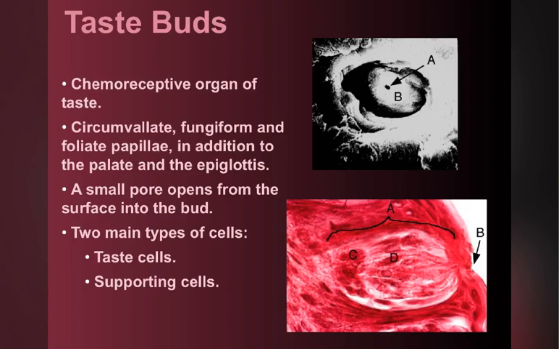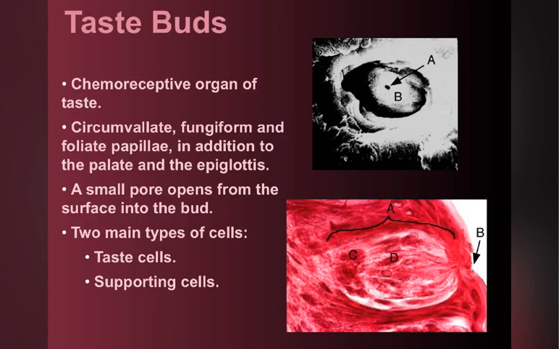So here in this figure, A is a taste bud, B is the taste pore, C is the basal cells, stem cells for the taste cells and the supporting cells. D here we have taste cells, receptor taste cells, and other supporting cells. The main types of cells in the taste bud are taste cells and supporting cells. The basal cells are also considered taste cells.